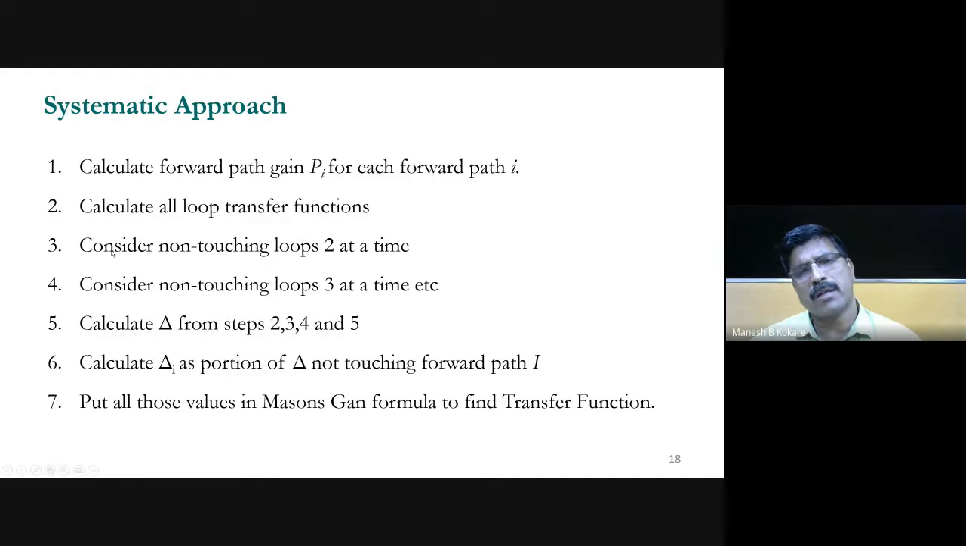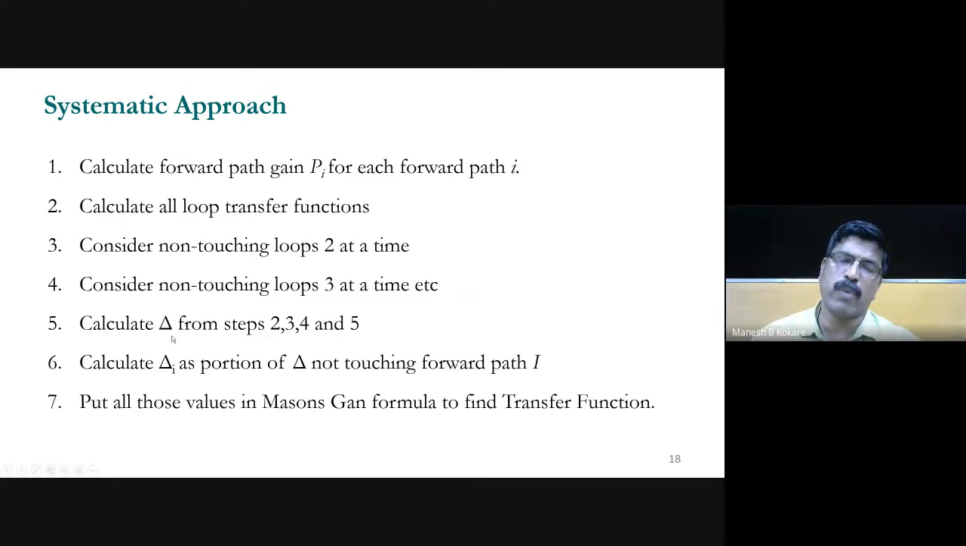Then after that, consider 2 non-touching loops. You have to take the gain product of 2 non-touching loops, then 3 non-touching loops. Once you know that there are no more than 3 non-touching loops or 2 non-touching loops, then you have to stop there. Once you have the individual loops, 2 non-touching loops, 3 non-touching loops, then from that you can calculate the value of delta. You know that delta is 1 minus the summation of individual loop gains plus the sum of gain products of 2 non-touching loops minus the sum of gain products of 3 non-touching loops, and so on. In that way, you have to calculate the value of delta, right?